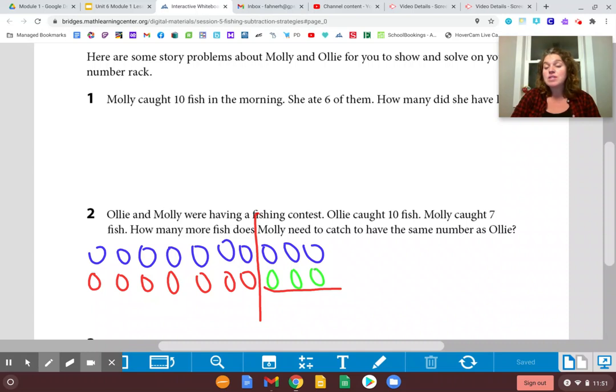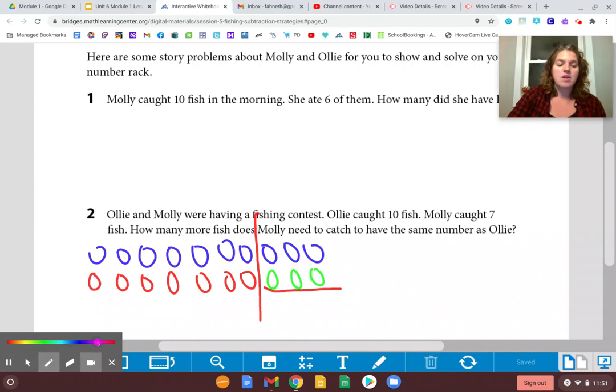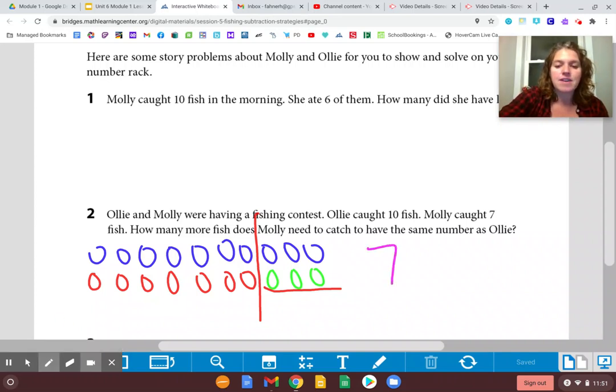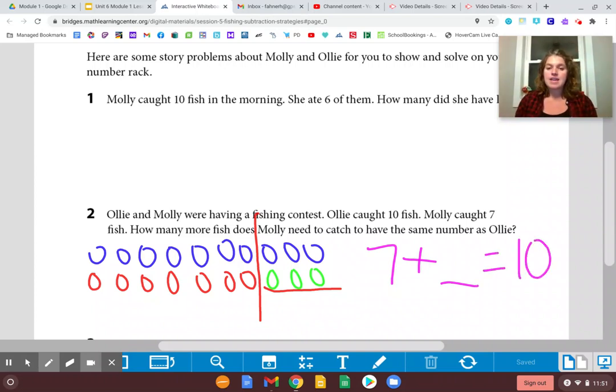So you could have used a couple different strategies. Some of you might have said, well, she has 7. How many more would she need to make 10 like Ollie? And you figured out, well, I start at 7 and I count on 8, 9, 10. She needs 3 more.